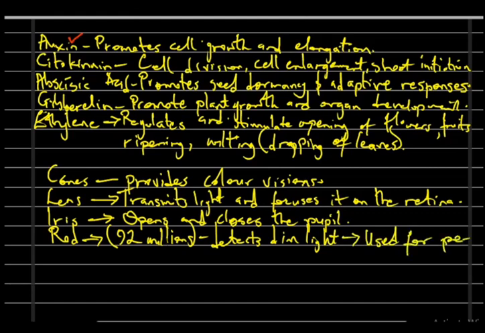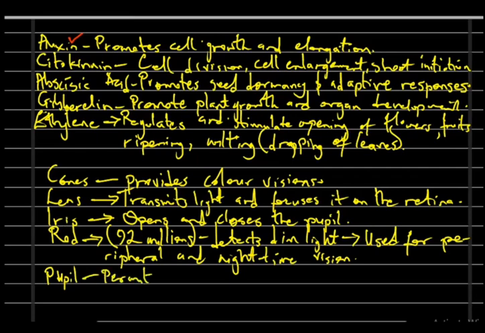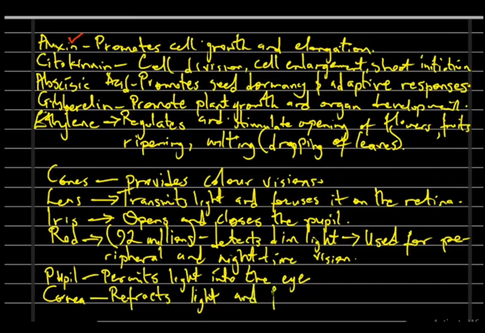We also have other functions like the function of the pupil. The pupil permits light into the eye. We have the cornea. The cornea refracts light and helps to focus. These are examples of parts of the eye. So the part that is responsible for dim light is the rod.